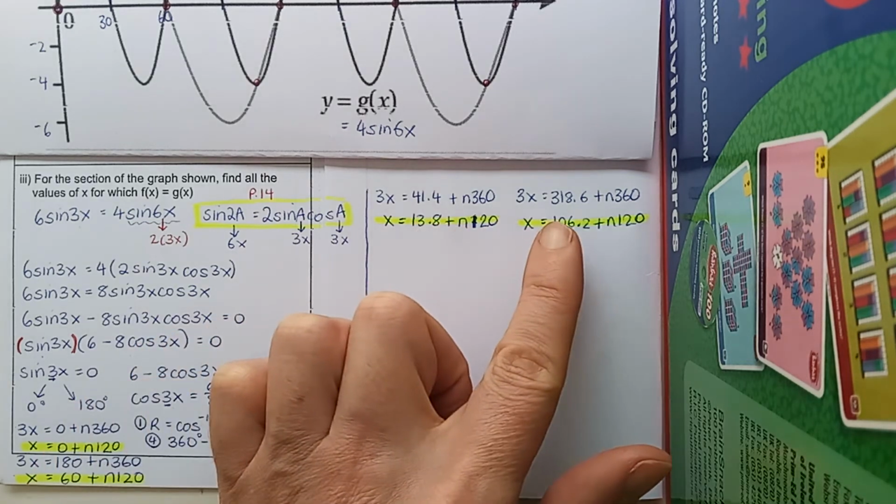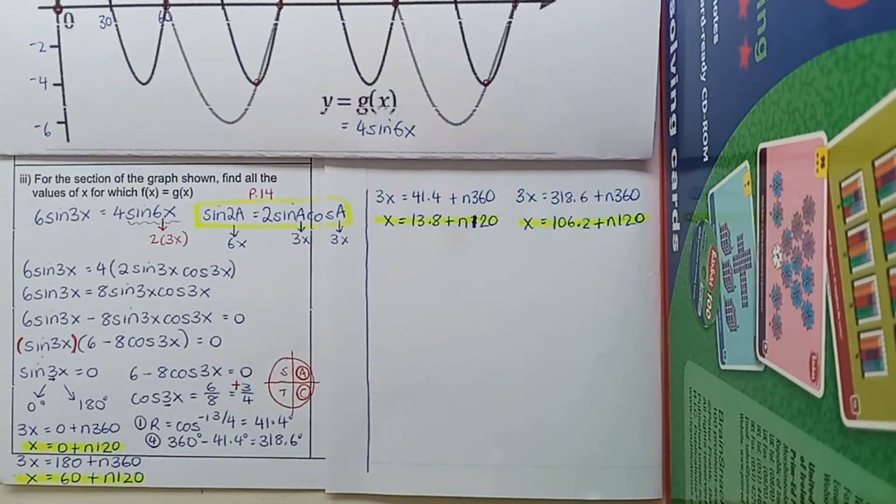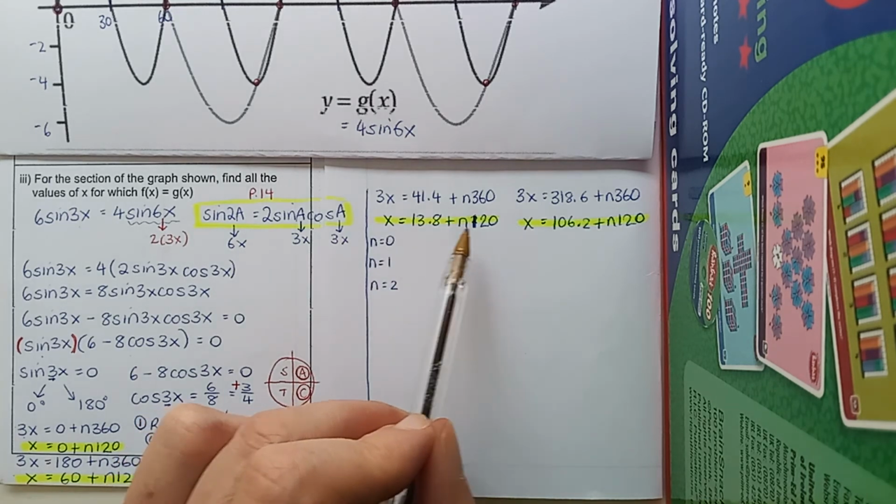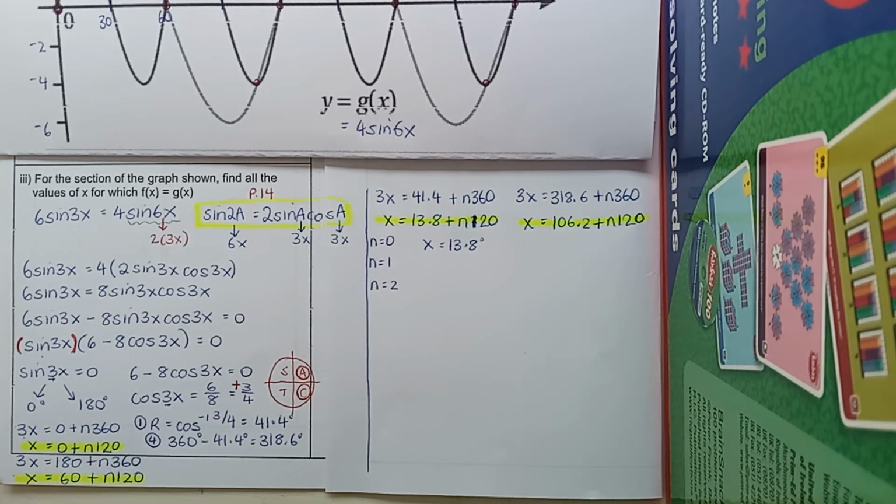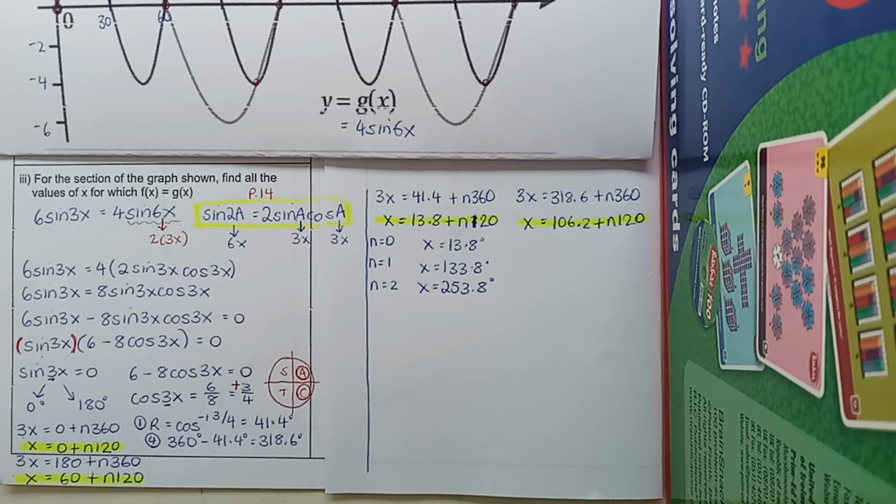We now have to just sub in our n values. Don't forget, we always start with n equals 0, and we use as many n values as indicated by the coefficient of x. So in this case, 3 values, so n equals 0, n equals 1, n equals 2 into all 4 of these. Starting off with these 2 equations, I'm going to get x equals 13.8, 133.8, 253.8, and then over to my other equation, and subbing in the same values, I get another 3 solutions.